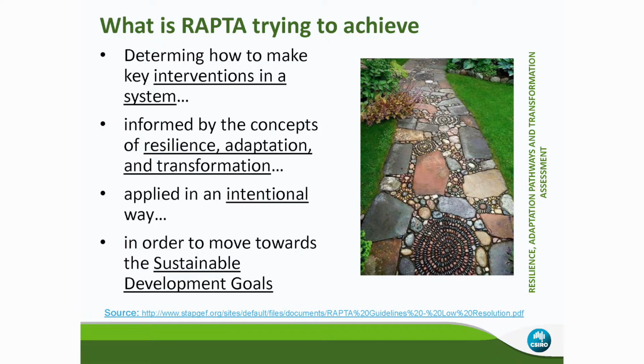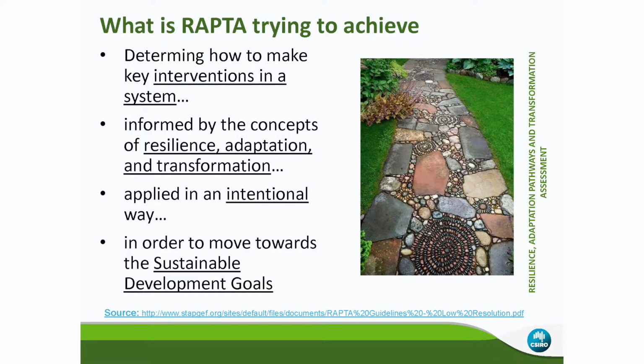As I said, CSIRO has developed this tool, RAPTA, and what we're trying to do is to look at how we can look at systems and develop interventions that take a systemic approach, that look at what the drivers of change within the system are, and that is informed by concepts of resilience and adaptation and transformation, but that these concepts are applied in a very intentional way so that we can move towards the Sustainable Development Goals. And there's the web page for that.